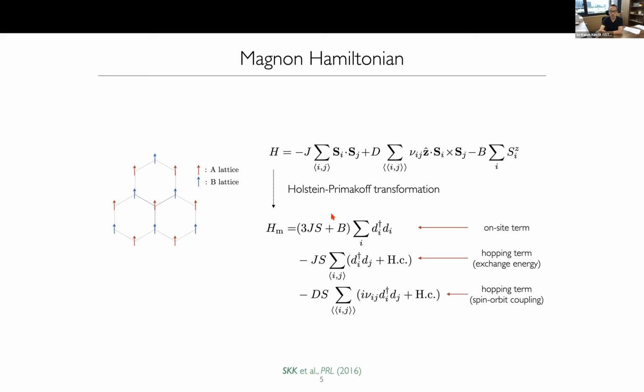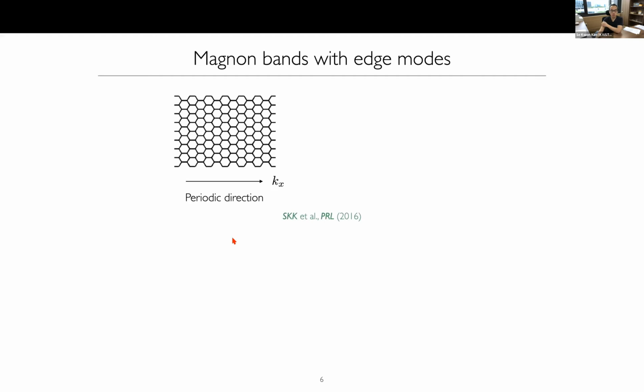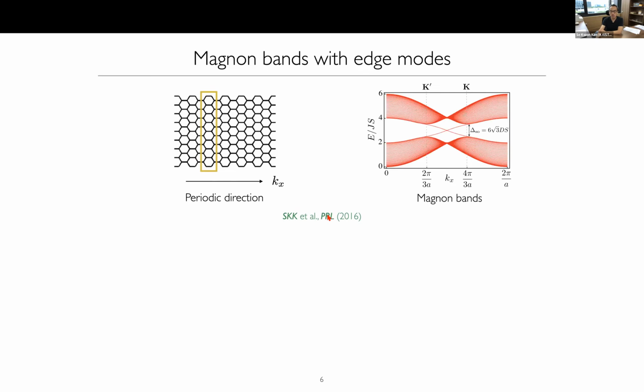So with this tight-binding model for magnons, we can calculate the band structure as we can do in electronic systems. So here is the calculation result. We consider a quasi one-dimensional system. Here the x direction is a periodic direction, so kx is a well-defined quantum number. Along the y-axis, we considered about 30 sites. So this yellow box is our unit cell for the quasi one-dimensional band calculation. And this is the band calculation result.